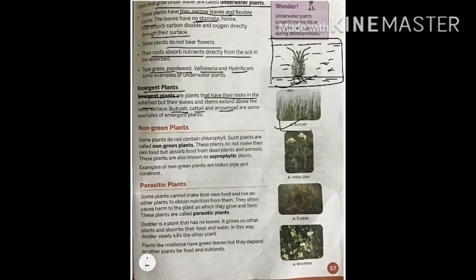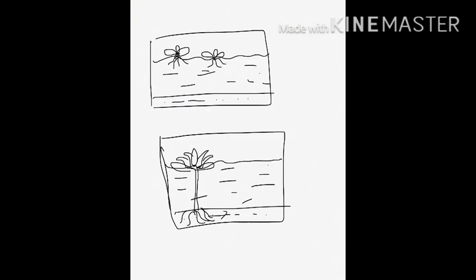For example, if I extend this diagram here, this is the soil bed. Their roots are fixed in the soil bed, but their leaves and stems extend above the water surface. As you can see, these leaves and stems extend above the water surface. All right, students, I'll just draw it a little for you here.